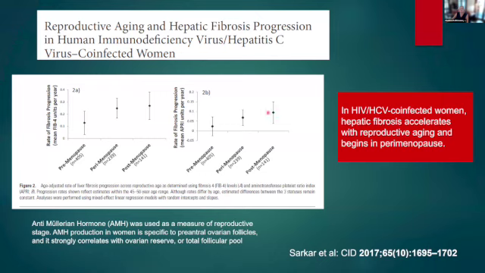So this is an important finding in that it explains one of our hypotheses about liver fibrosis progression, that aging and menopause together alter progression of the liver. And most likely this is due to depleted estrogen, but there are many other factors that come into play.